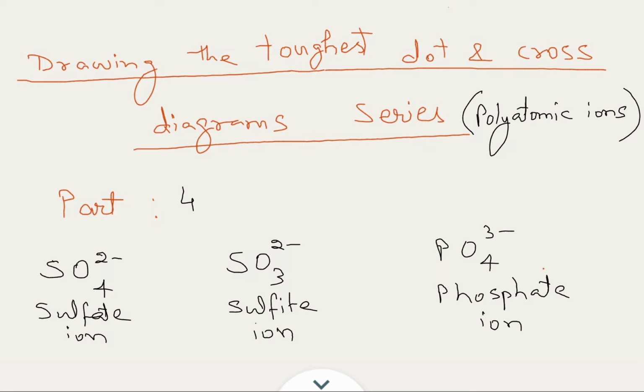In this series of drawing the toughest dot and cross diagrams, now in the part 4 video, I'm going to tell you how to draw the diagrams for sulfate ion SO4 2 minus, sulfite SO3 2 minus and phosphate PO4 3 minus ions. If you watch the first 3 videos, I'm sure that you would be able to get this very easily. So let's start with the sulfate ion.